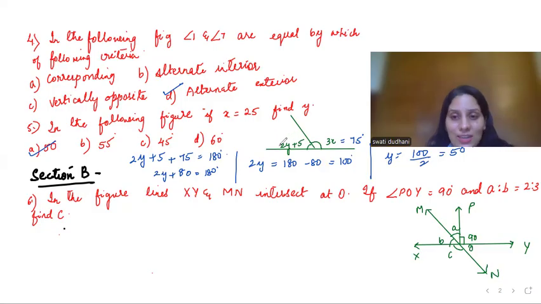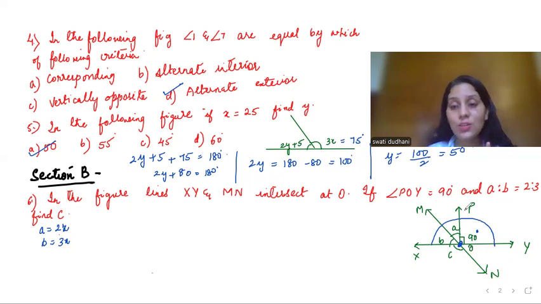Now moving on to section B, which is 2 or 3 markers. First one. In the figure, lines XY and MN intersect at O. So here we can see XY and MN, they both are intersecting at O. If angle POY is 90 and A and B are in the ratio 2:3. So from this we can clearly write that A is 2x and B is 3x and we need to find this angle C. Now, we see that these three angles are forming a linear pair, meaning angles on the same straight line, which are always supplementary.